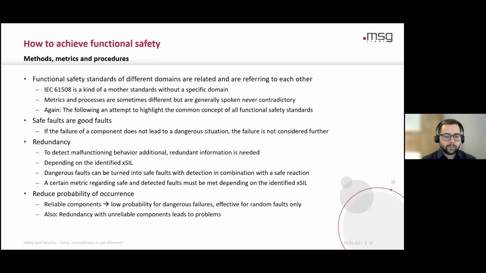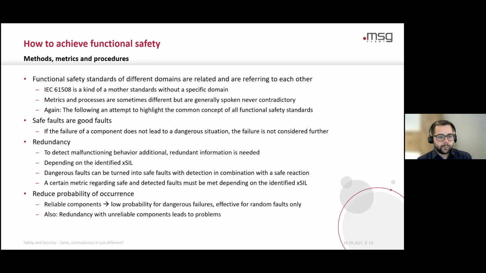As I said at the beginning, this is an attempt to highlight the common concept of all these functional safety standards. One of these key ideas is that safe faults are good faults. If the failure of one component does not lead to a dangerous situation, let's say the loss of the safety function, the failure is not considered any further. So, it fails, but we are not in reliability engineering. The next point is redundancy.